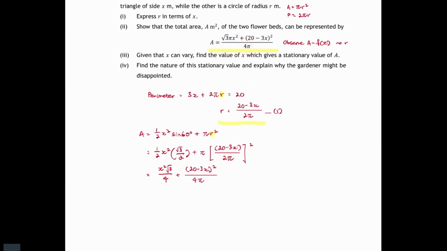I need both of them to be in the same fraction. I have two different fractions now. The denominator should be 4 pi. So I will change the first one into denominator 4 pi as well. So we just multiply pi on top. So we have x squared pi root 3 plus 20 minus 3x squared. Then the whole thing will just be divided by 4 pi.